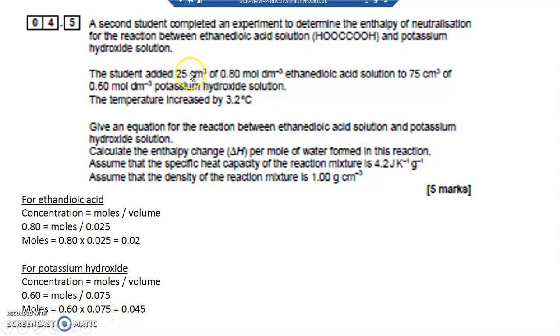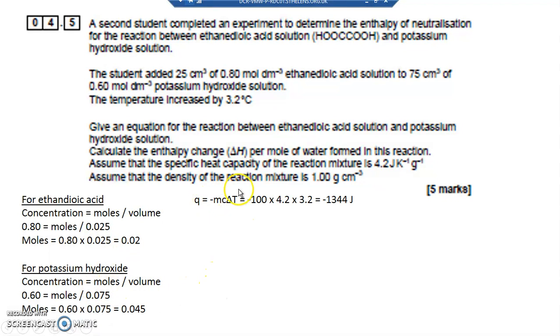Just remember, you're not using centimetre cubed, you're converting centimetre cubed into decimetre cubed. Going from a smaller unit into a larger unit like a decimetre cubed, you divide by 1,000, and that's why I've used 0.025. I've converted the 25 centimetres cubed by dividing by 1,000 into decimetre cubed, and similarly for the 75 centimetre cubed, I've divided by 1,000 to get 0.075. So that's where those two numbers have come from.